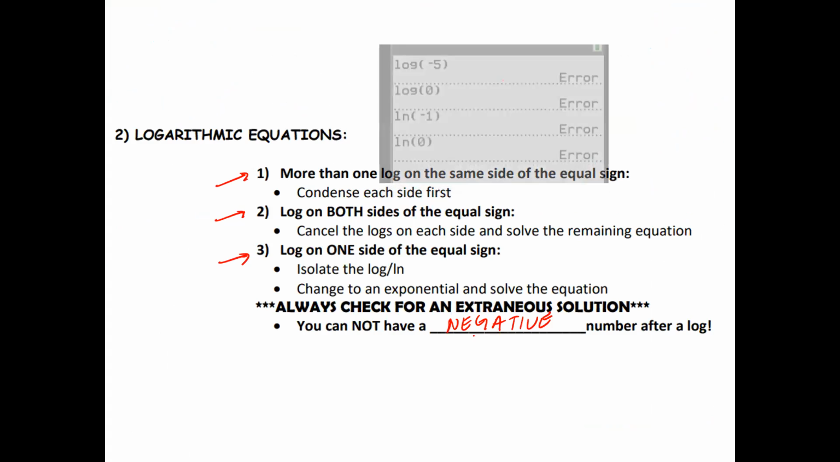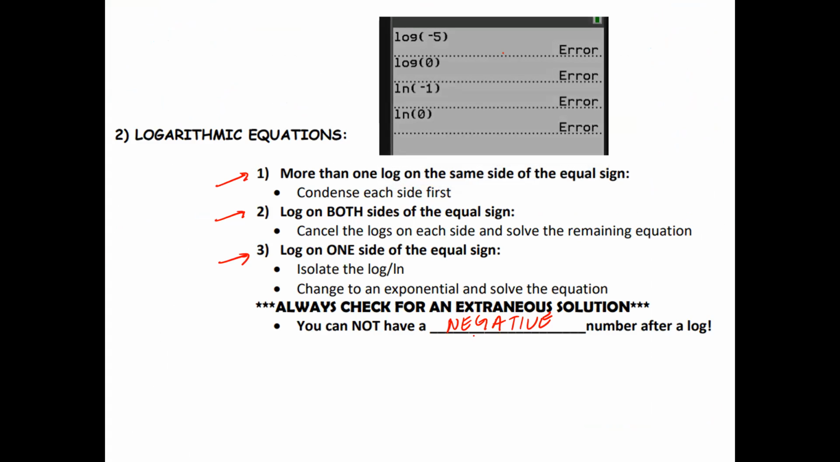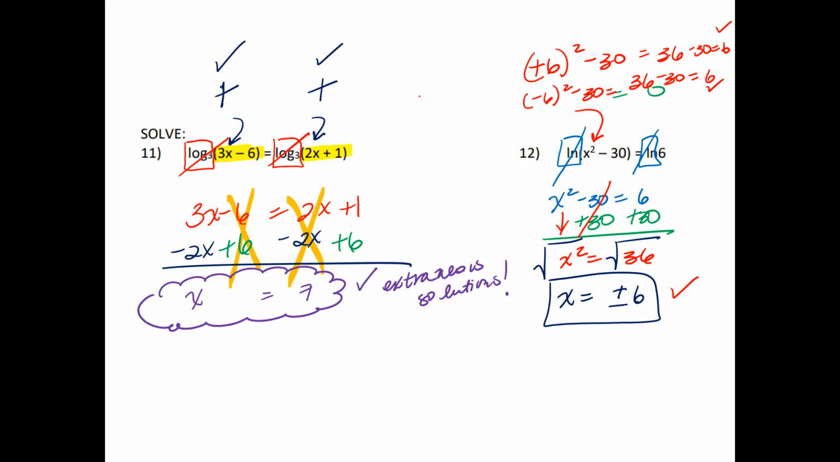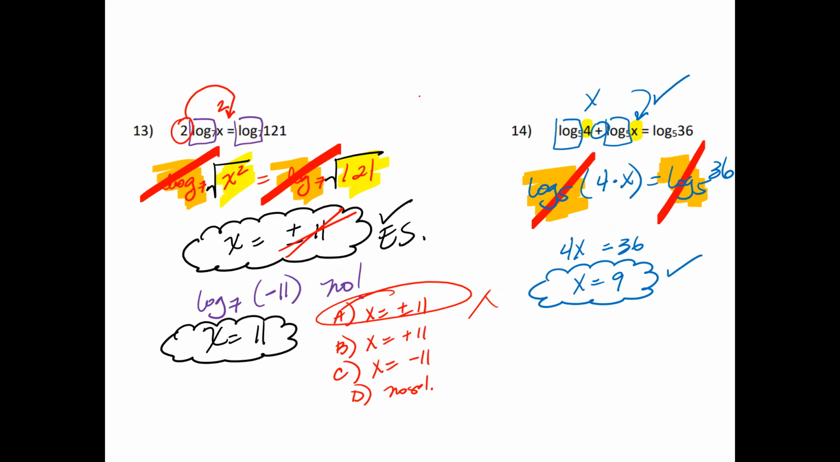We actually learned how to solve logs on both sides using our calculators. One of the important things that we discussed was that you cannot have negatives for logs and ln because it results in an error. So you cannot have any negative numbers after a log. We talked about the strategies of how to solve for logs and how to combine them. If it's a plus, you multiply it. If it's a minus, you divide it.